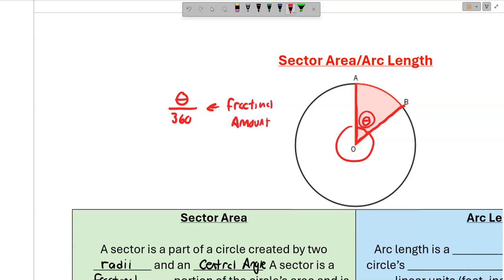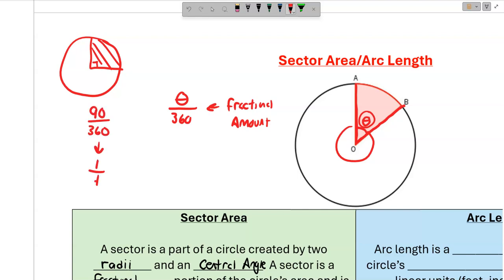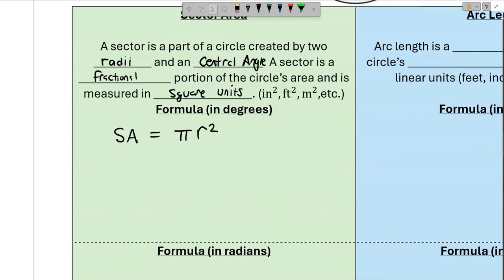So for example, if my theta was 90 degrees, we know that 90 degrees is exactly a quarter of the circle because the central angle is 90, the total degrees in a circle is 360, so that's why we're looking at 1/4 of the area. That's exactly what we're going to add to the back end of this formula and say theta over 360. And remember, this particular formula is in degrees.